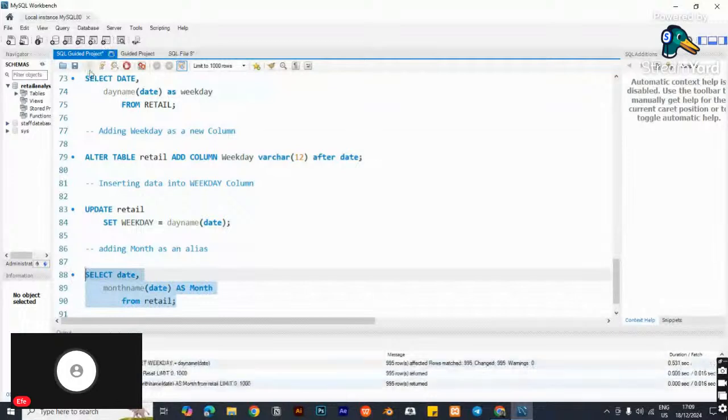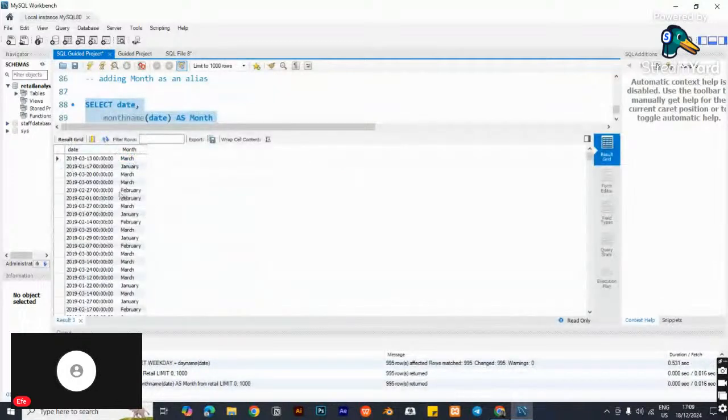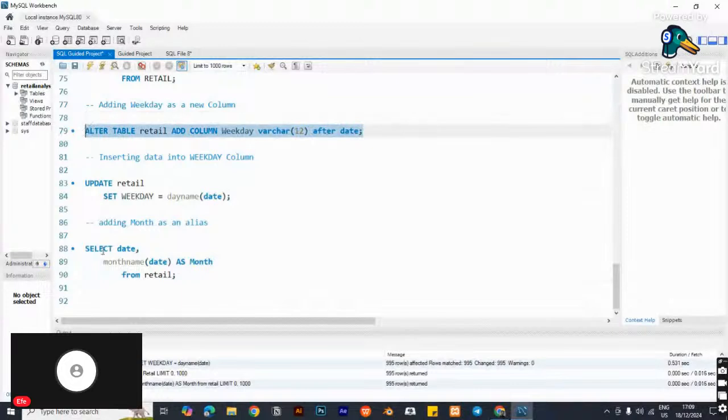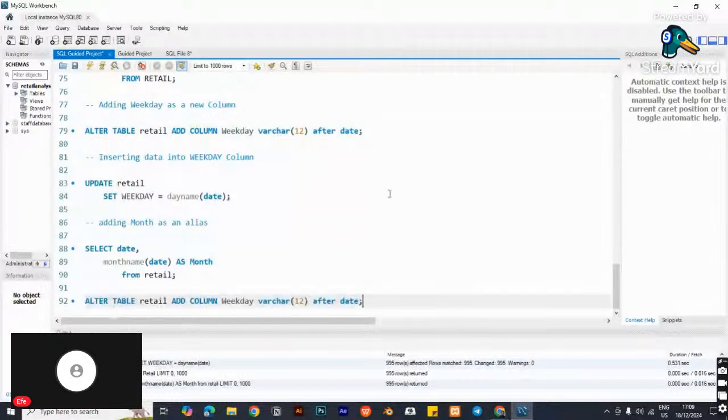So if we do this, this is what we'll see. This is just an alias. So we can see we generated the months. Now let's add it as a column. So we just copy this because of time. Control C. And remember, it's always beautiful when you have good lines of comments. It gives you clarity on what you are doing.